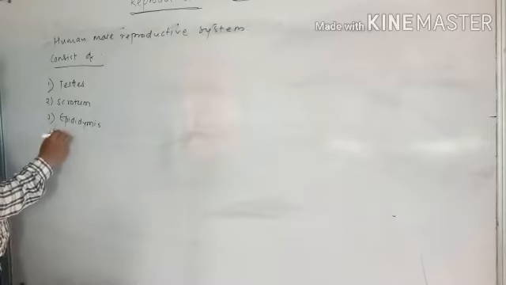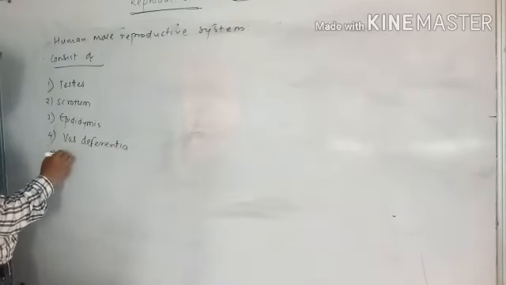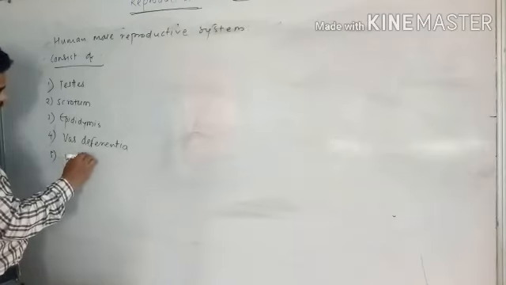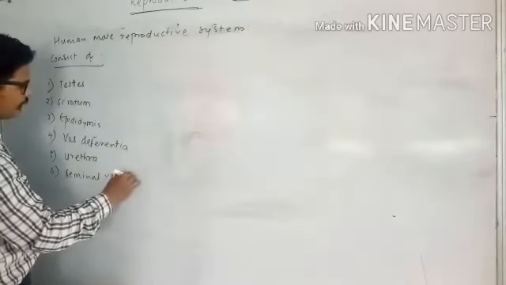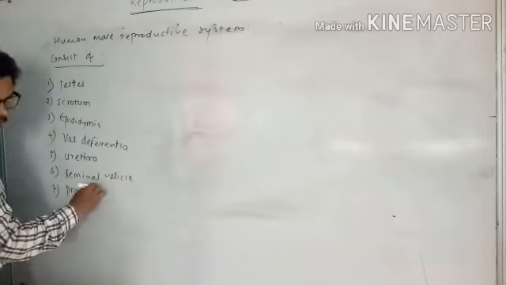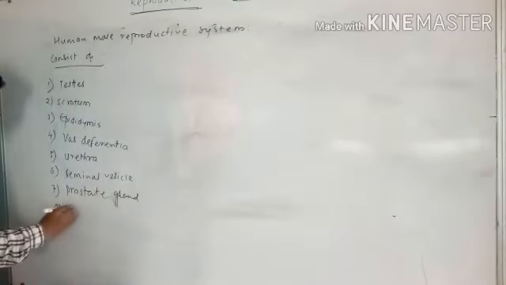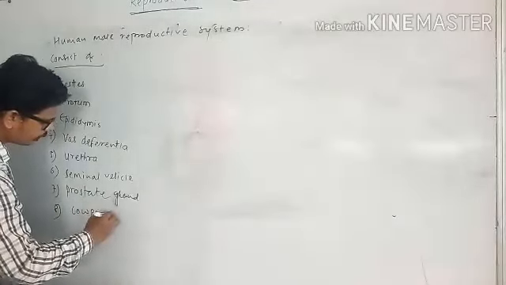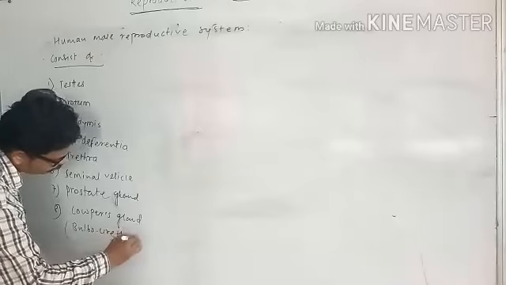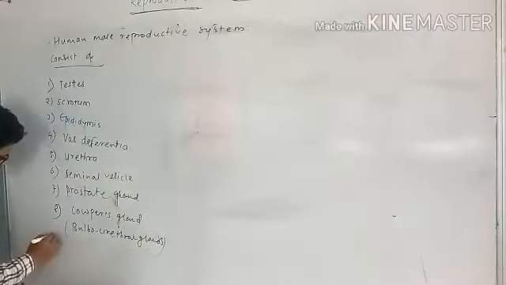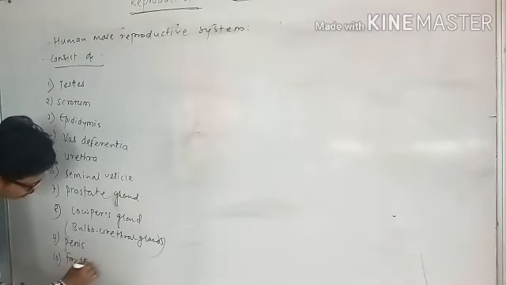epididymis, then vas deferens, then urethra, then seminal vesicle, then prostate gland, Cowper's gland, which means bulbourethral glands, then penis, and foreskin, which means prepuce.